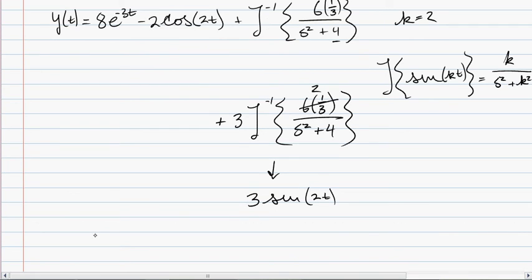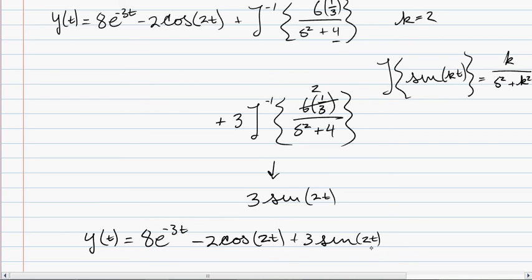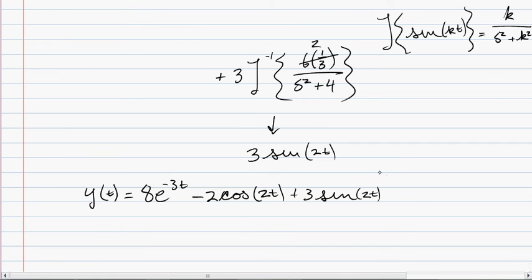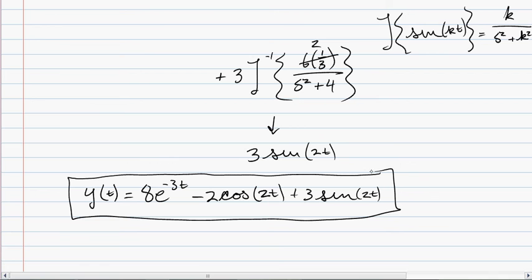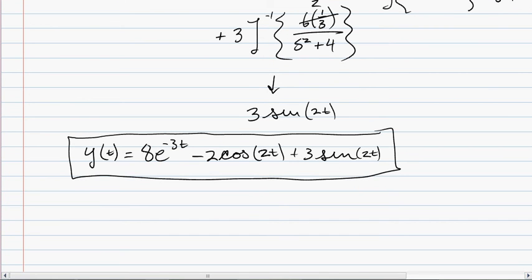And that's it. Our final answer, y of t, is equal to 8 e to the negative 3t minus 2 cosine of 2t plus 3 sine of 2t. And that's our final answer. So, thanks for watching. That's the Laplace transform and how to use it to solve differential equations.